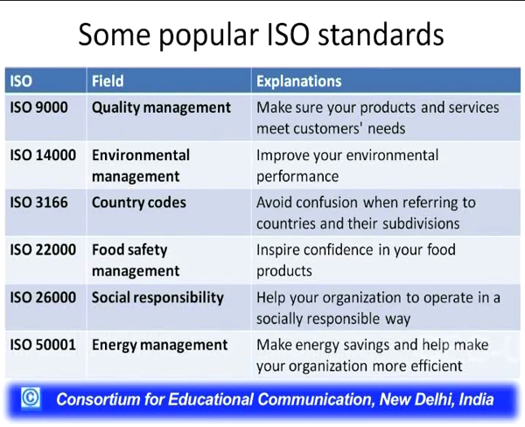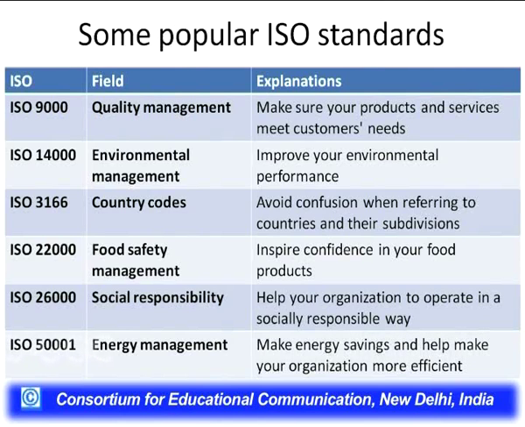The next one is ISO 3166. It pertains to country codes. So what does it do? With the help of this, we can avoid confusion when referring to countries and their subdivisions. Next is ISO 22000. It pertains to food safety management. What does it do? It inspires confidence in your food products.